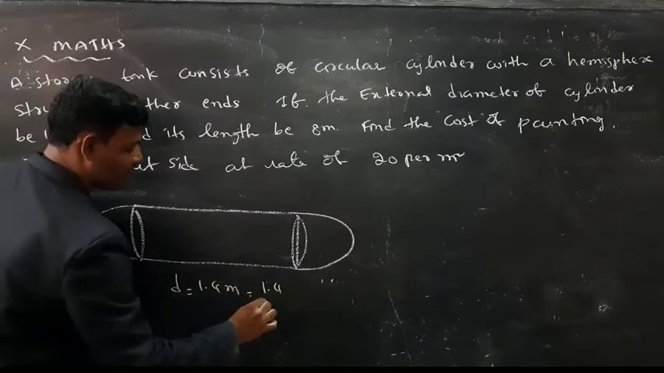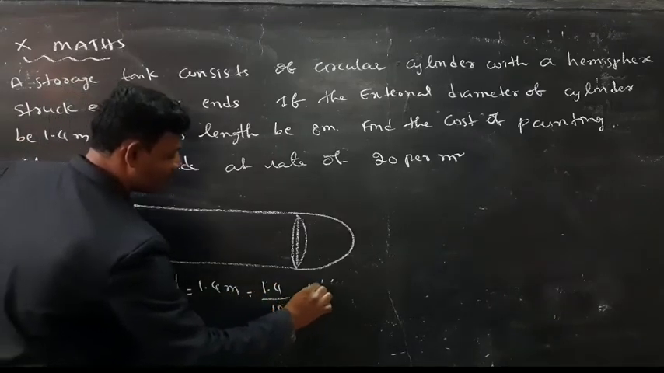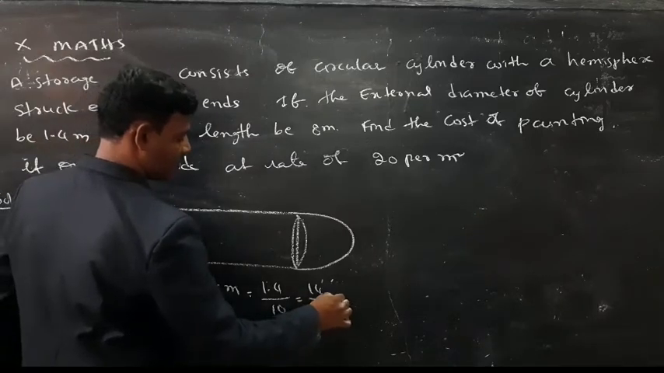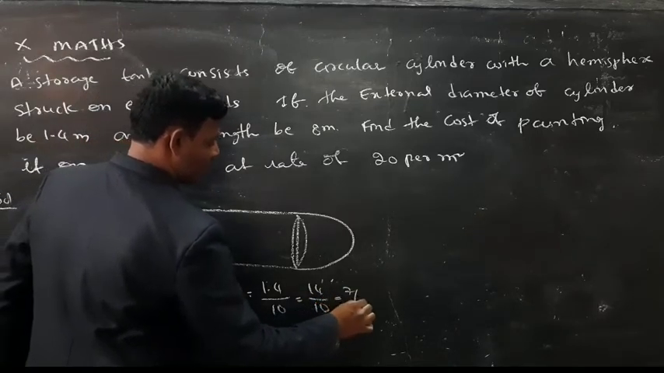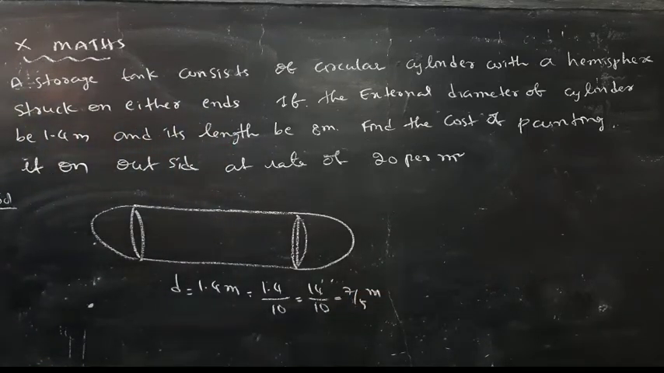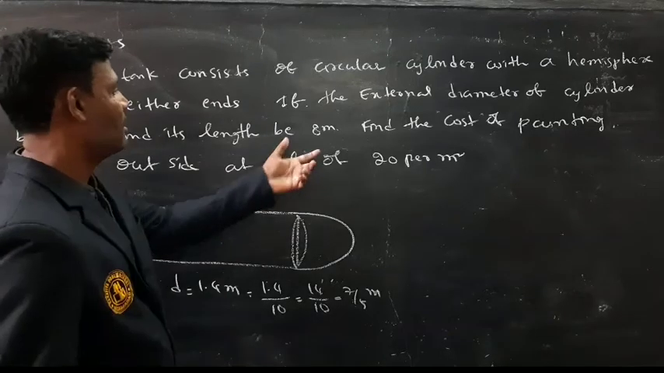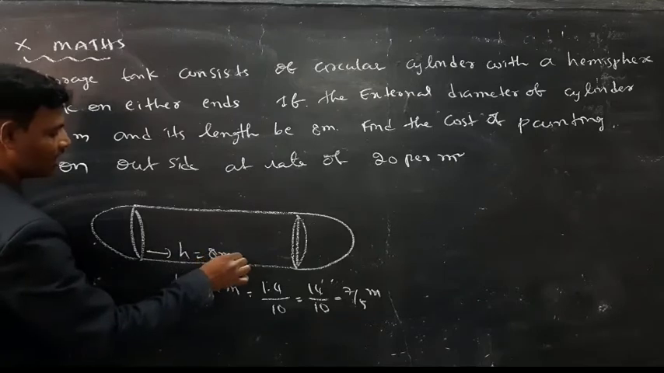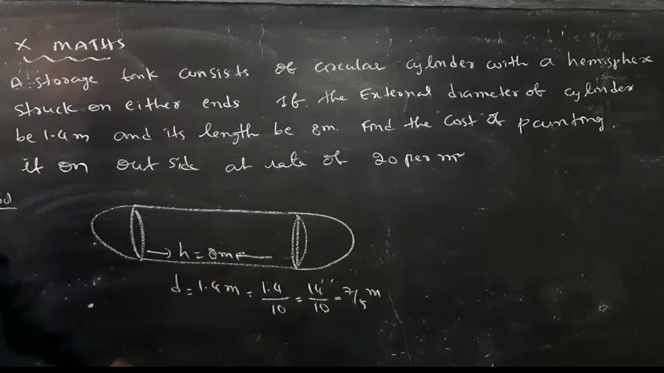1.4 you can write as 1.4 by 10 is equal to 14 by 10, which is equal to 7 by 5 meters. Next, the length of the cylinder. Length is nothing but the height of the cylinder. How much? H is equal to 8 meters.